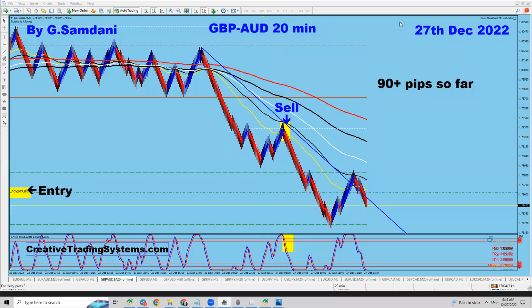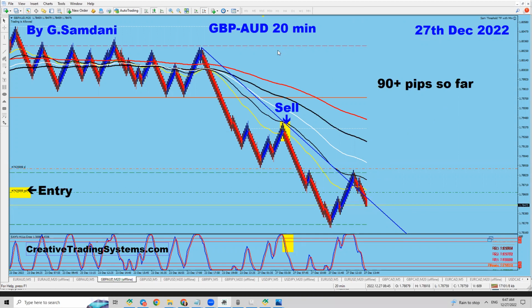By the way, after closing 90 pip in pound Aussie, this was the entry. Then it retraced and gave me another entry. I got in here. Let's see what happened. I just made an entry. I'm going to move my SL to just high, just for safety. So let's see what happens.